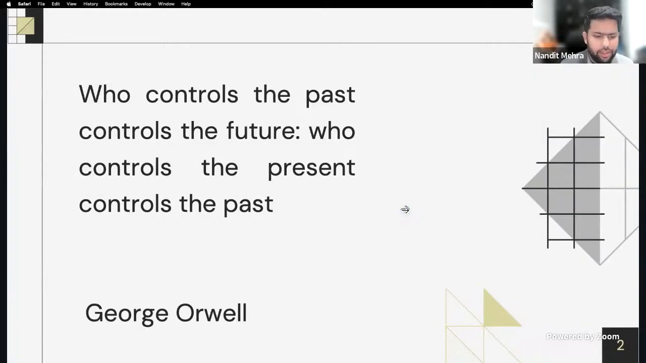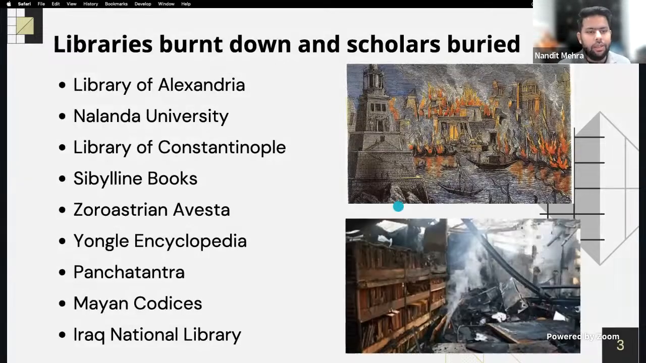And like George Orwell once famously said, who controls the past controls the future, and who controls the present controls the past, referencing the issue of information control and manipulation. In the past, we have seen libraries being burned down and scholars being buried. Most famously, the Library of Alexandria was destroyed. In India, the very famous Nalanda University vanished. And most recently, the Iraq National Library got bombarded. So the point being, data physically is not totally secure. It can be destroyed due to various reasons.